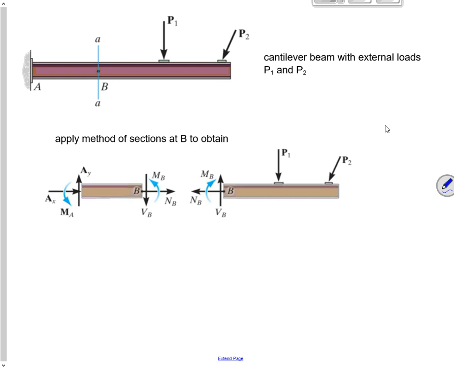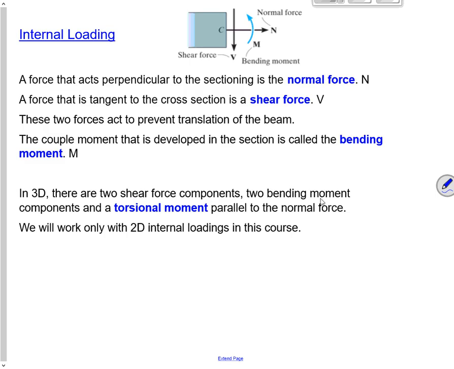So here I've got a cantilevered beam with two external forces on it, two external loads. And I want to know what are the internal effects at point B. So I'm going to slice it at B and look at two different things. So by looking at the left-hand side on the bottom picture, I get these forces at B that have to be there. And what are all these forces that I've got? VB, NB, MB, what are all those things?